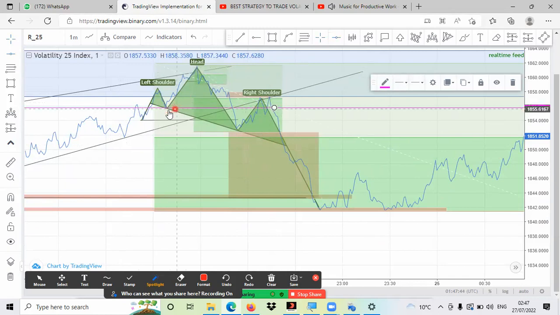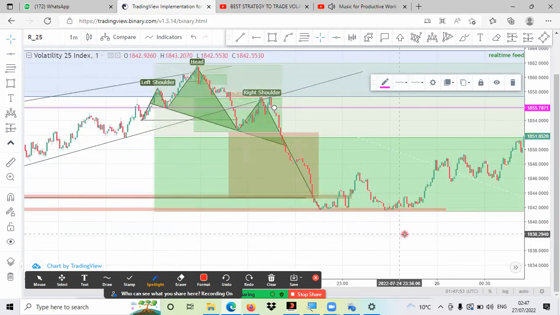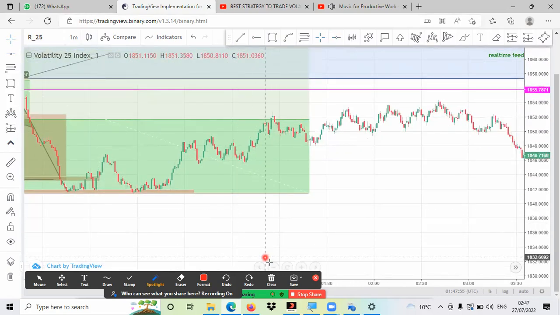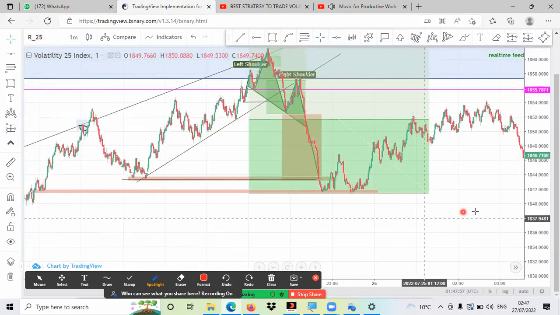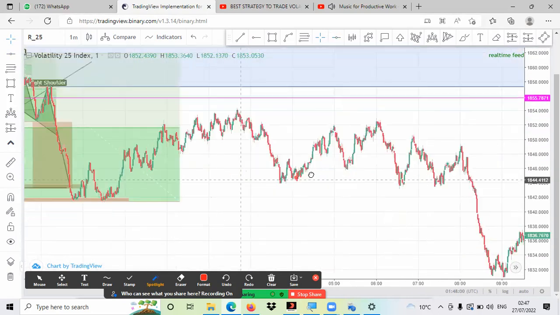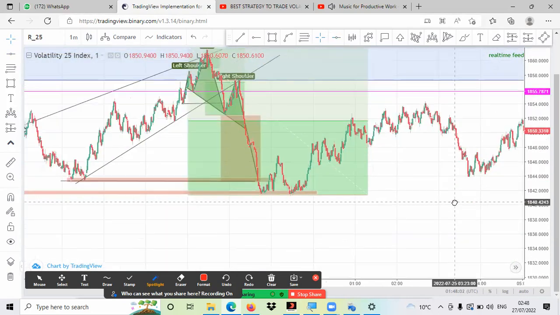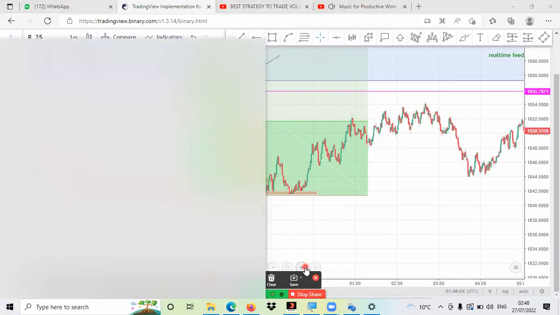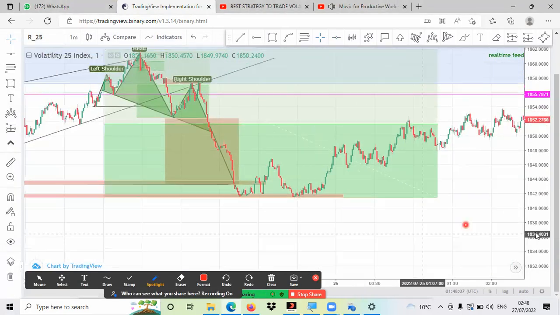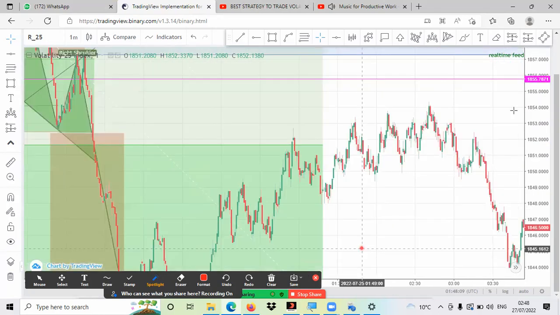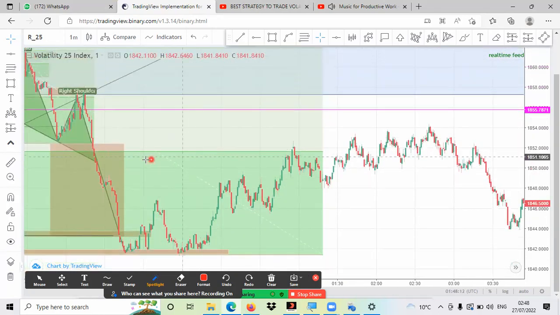I'll be using this low that's been here, and from the left shoulder here, I'll be using the low. That's my main point. It couldn't reach. You see, it couldn't reach. But for other people, your entry will be based on this: you just trade above the 50%, of which we are not that far.